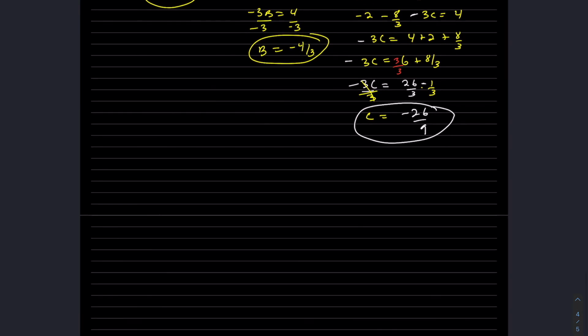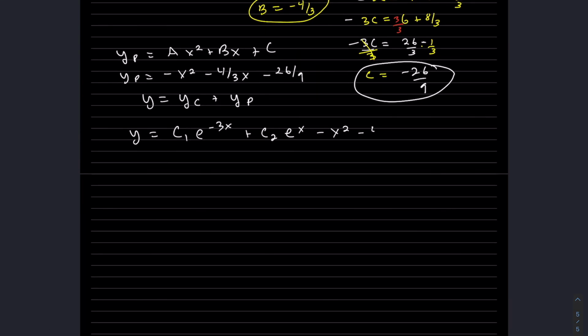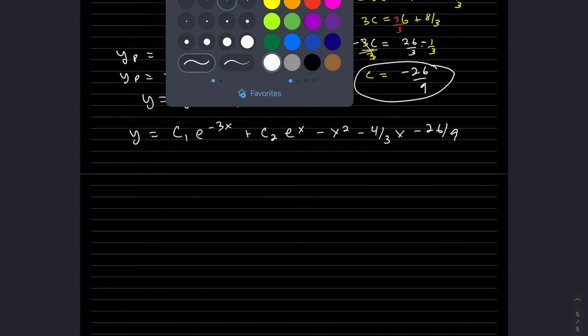So our solution is, remember, y equals yc plus yp. We've had our yc from the previous example. Plus my yp. I didn't write out my yp, I could though. So remember our yp in general was ax squared plus bx plus c. So our yp is minus x squared minus 4/3 x minus 26/9. So I just add that. And that is my general solution.